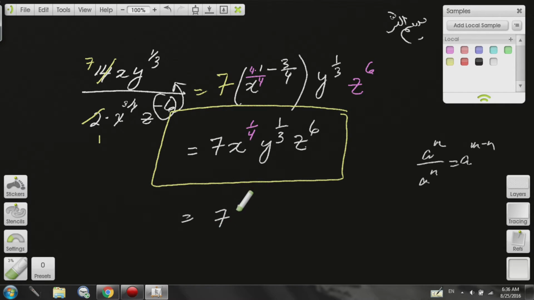You could rewrite this as the fourth root of x times the third root of y times z to the 6th. Okay. Now notice you can't combine these, because these are different roots. If these are both the same roots, you could put them under the same umbrella, but they are not. They're different roots. You can't combine those. Okay. All right.